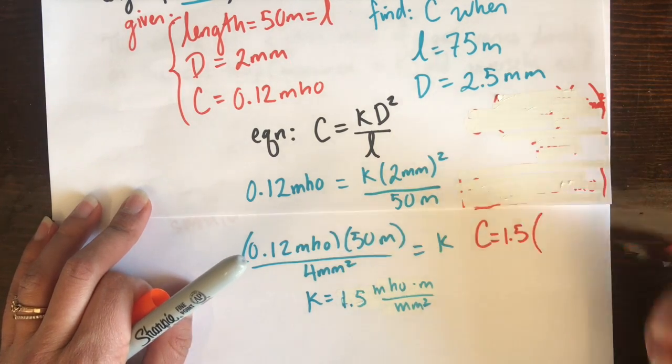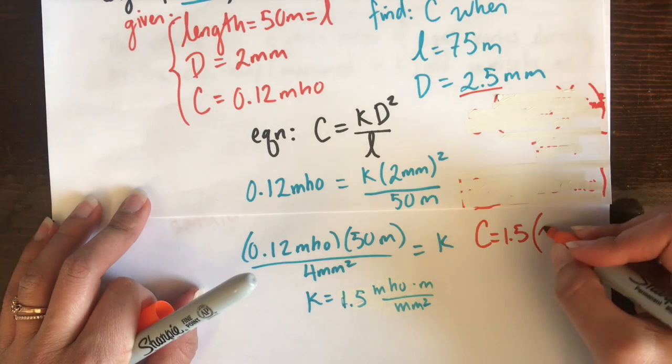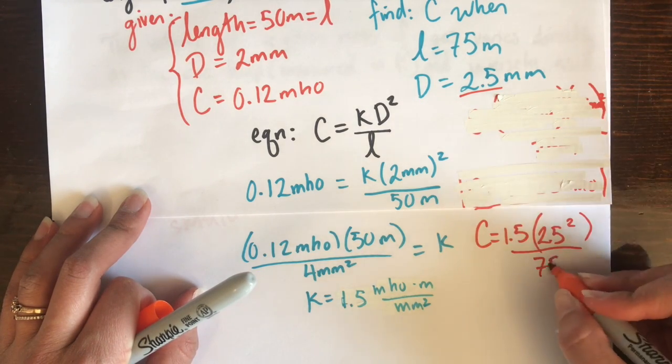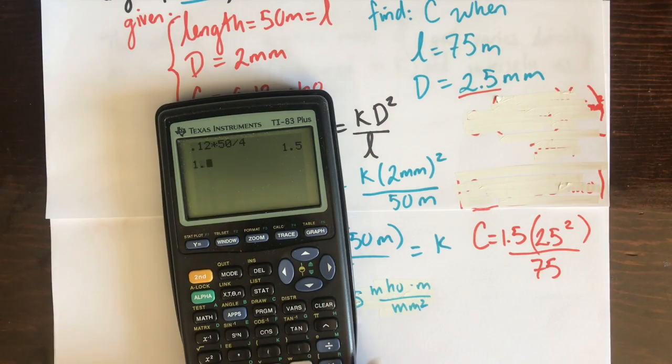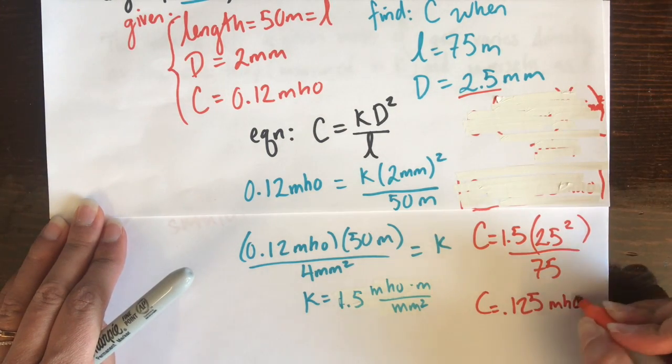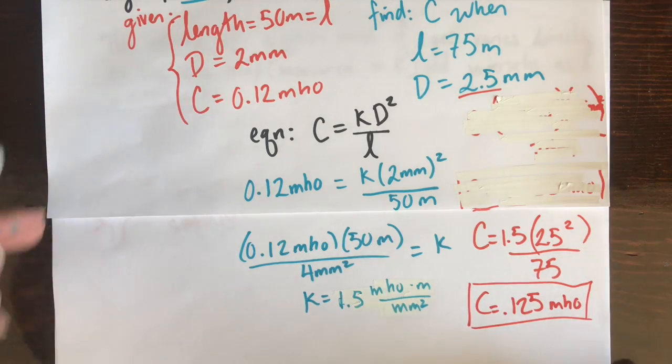It just means that it's going to kind of cancel out all the other units once you plug it back into the equation. So now I'm finding C when the length is 75 and the diameter is 2.5. So I plug those things with K back into the equation now that I've found K. And I figure out that I have a conductance of 0.125 mho.